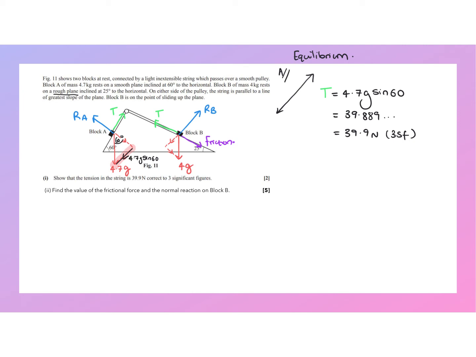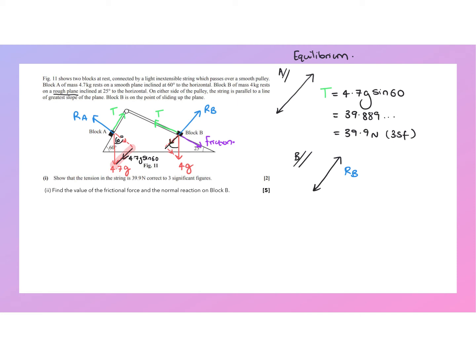Now, for part 2, we've got to find the value of the frictional force and the normal reaction acting on block B. So let's start with block B, and let's look at forces which are perpendicular to the slope, like that. Now, what do we have perpendicular to the slope? We have RB, and RB is balanced by this component of the weight.